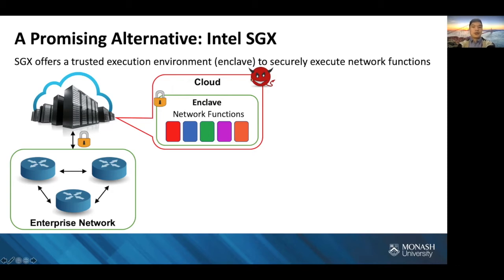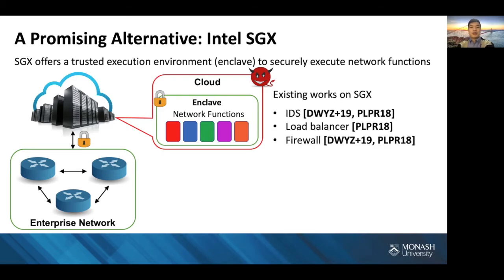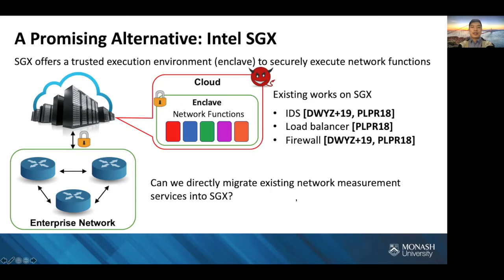An alternative solution is to use Intel SGX, which offers a trusted execution environment called an enclave. It can securely execute network functions and protect the privacy of the underlying network. SGX has been widely used to enable secure network functions such as IDS, load balancer, and firewall. Thus, we may consider the following question: can we directly migrate existing network measurement services into SGX?